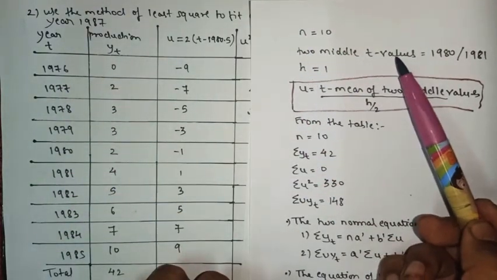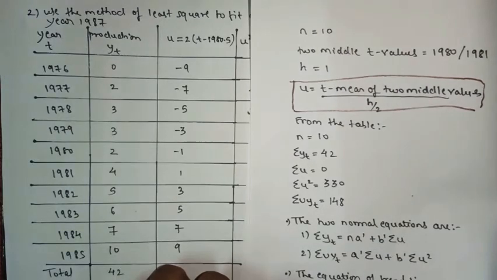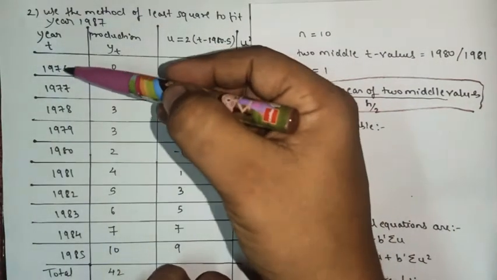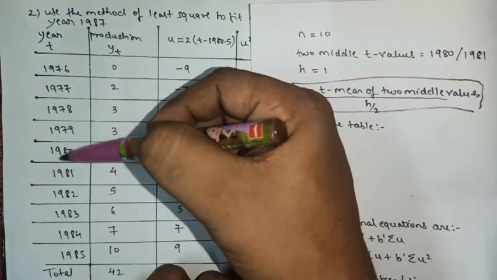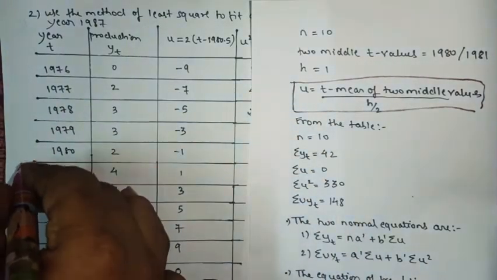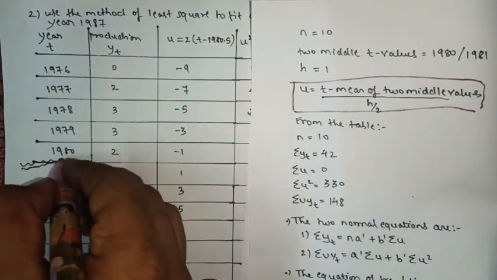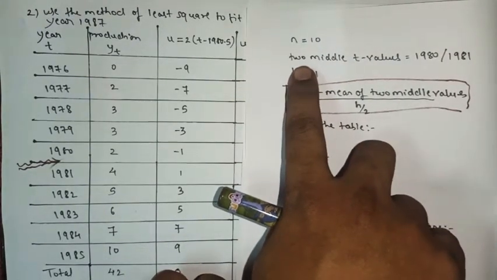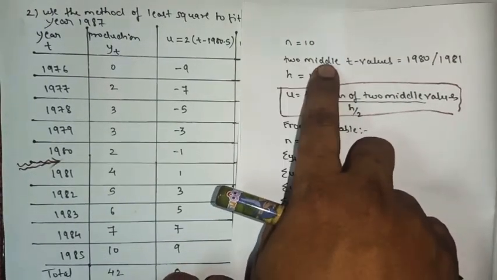Two middle t values. Remember this: whenever it is an odd number you will get the middle value easily. Whenever it is an even number, the middle value lies between two numbers. Like here we have 1 2 3 4 5 6 7 8 9 10, so your middle number lies between these two. Yes or no? So here we'll get two middle t values.